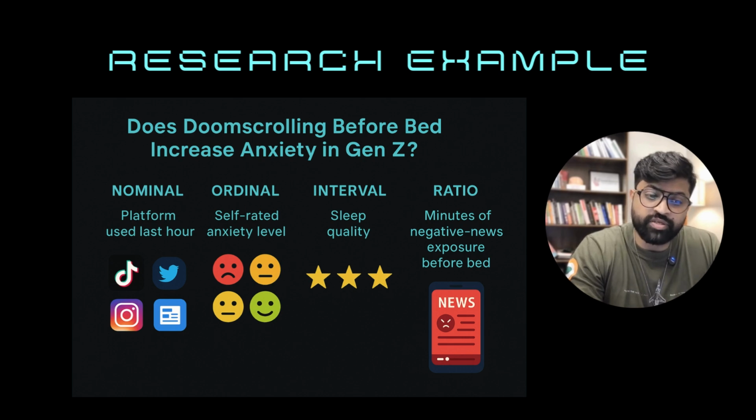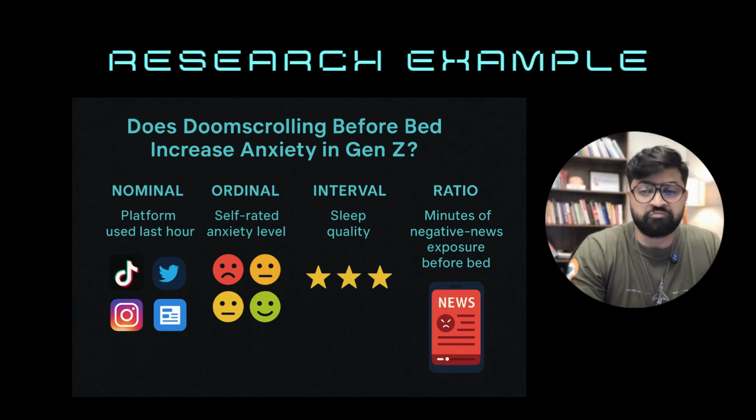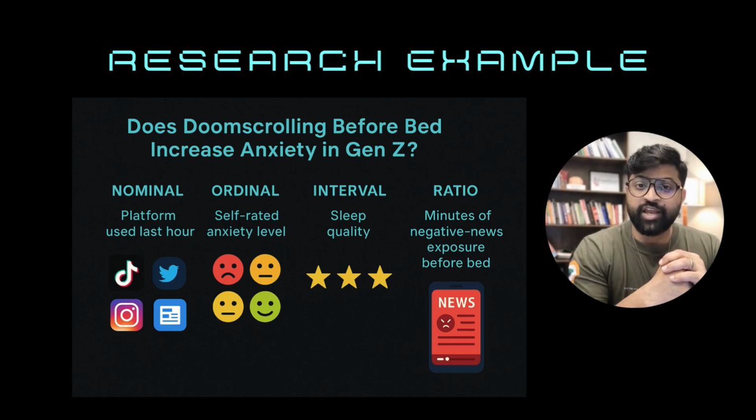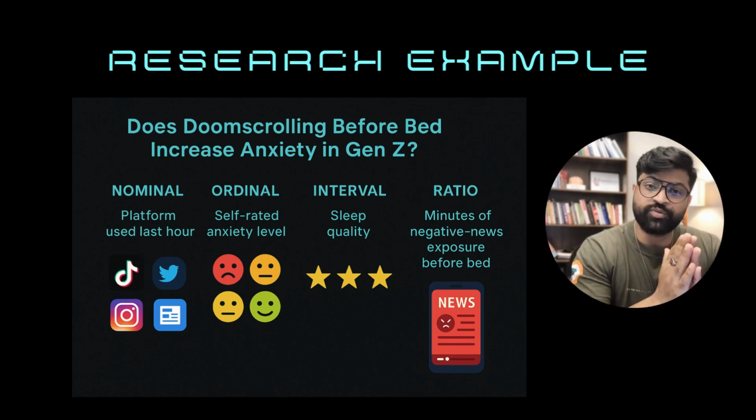And if we're trying to measure sleep quality, then again, let's say somebody is giving me a rating on a 3-star scale, 3 stars being the best quality of sleep, 0 or 1 star the worst kind of sleep. So it would be more of an interval kind of data. And if we talk about how many minutes someone is actually spending doom scrolling, it would be ratio data. I hope now you're getting the understanding of the different kinds of data, and how to structure your research questions based on them.